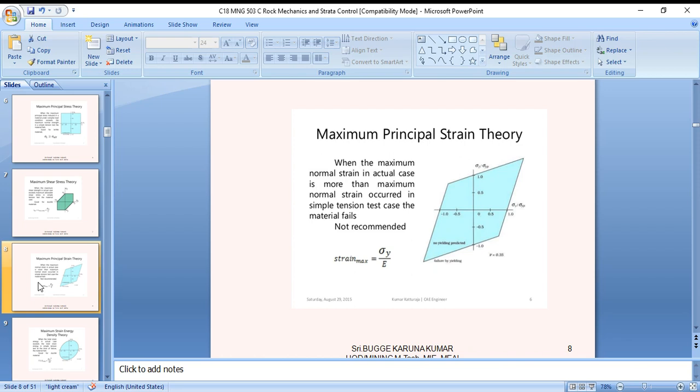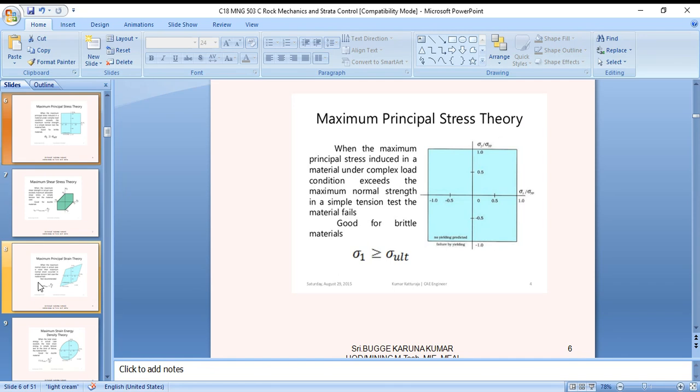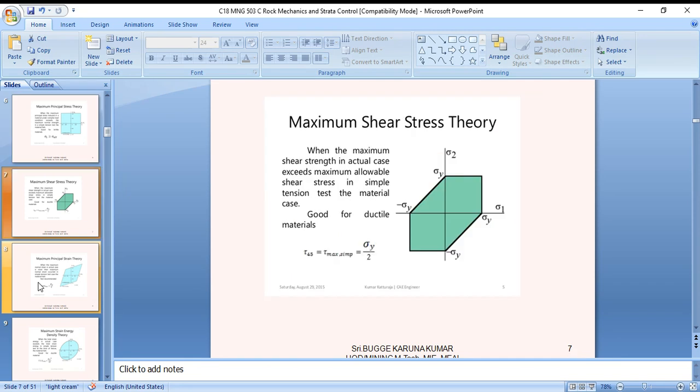Sigma y by E is the maximum strain. Here we are using the maximum simple strain, sigma y by 2, half of that. This is sigma 1, which is more than the ultimate.